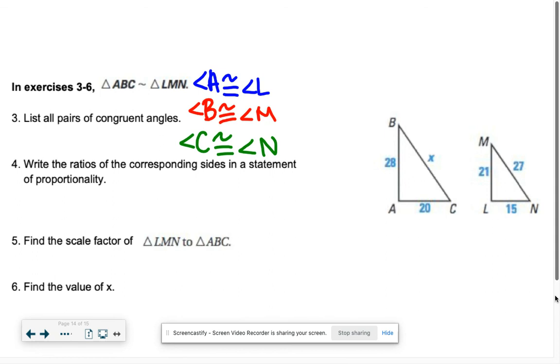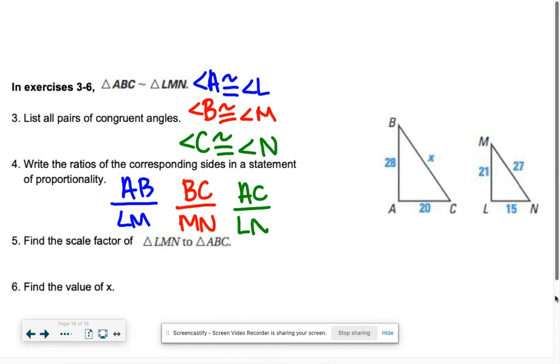Now we're gonna do the same thing with our sides. Okay, what does AB match? LM. What about BC? MN. And then our last one, AC and LN. Beautiful.